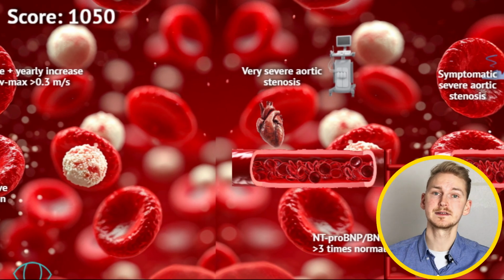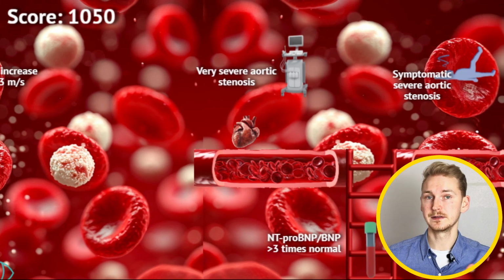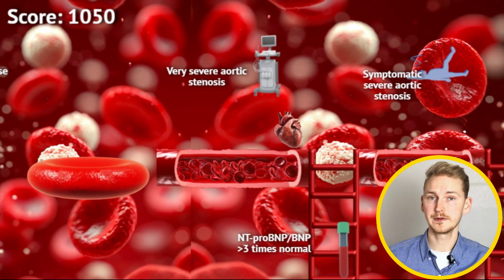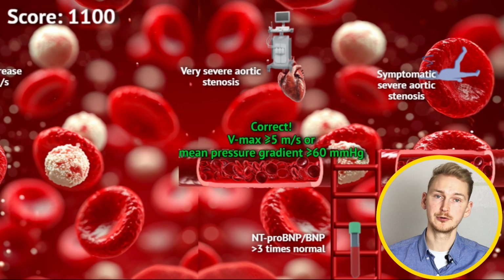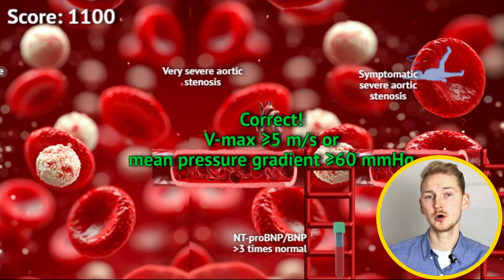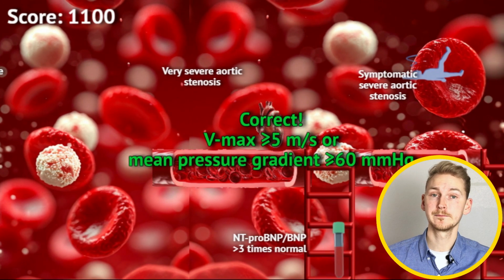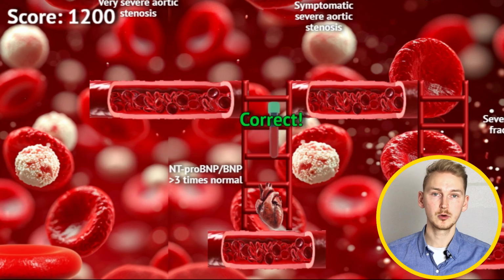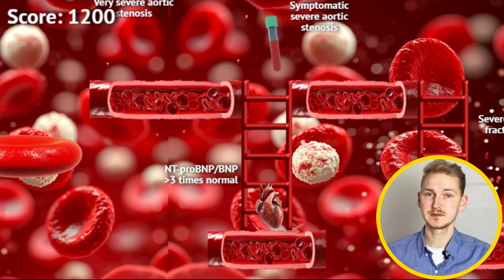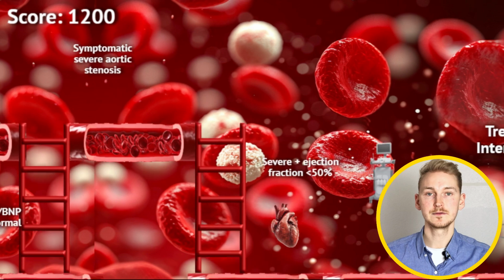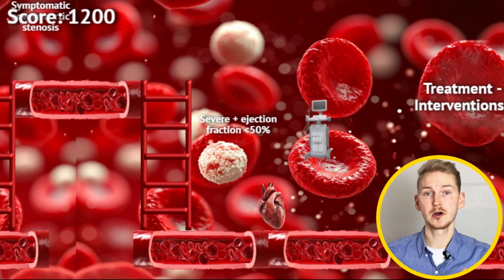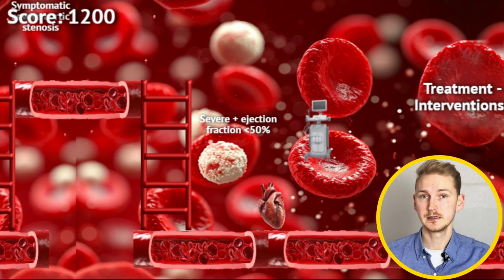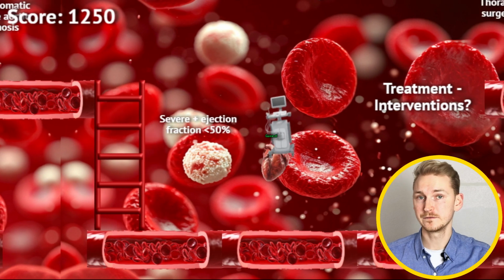A very severe aortic stenosis is an indication. The definition of that is a mean transvalvular gradient of at least 60 or a Vmax of at least 5. An NT-proBNP or BNP over 3 times the normal range. And a severe aortic stenosis with heart failure, defined as an ejection fraction less than 50%.